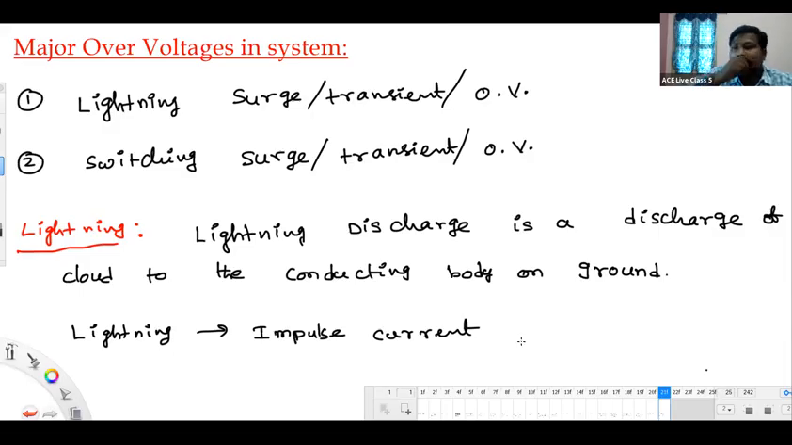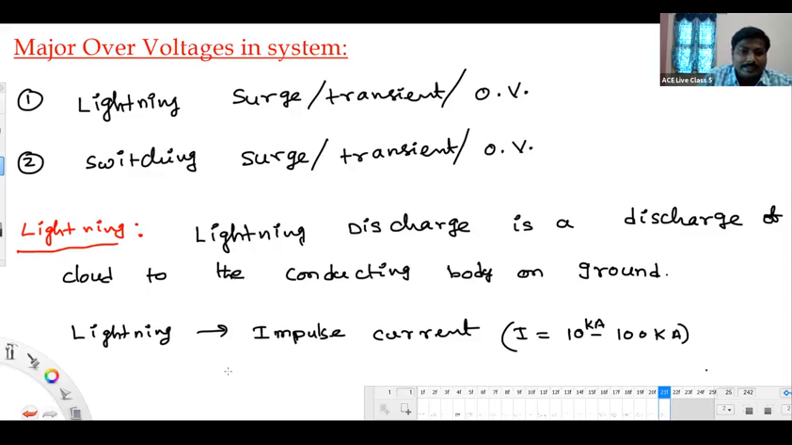Okay, now tell me, it's a simple thing to know in a general way. How much is this current value? It will be in the order of kiloamperes. Impulse current will be in the order of kiloamperes. Generally, it will be in the range of 10 to 100 kiloamperes. That's the range of that impulse current to be expected.